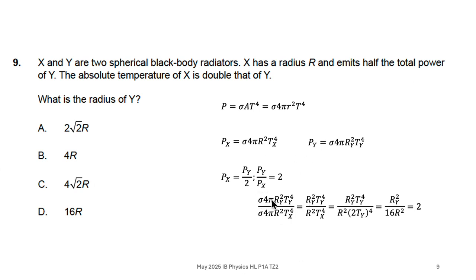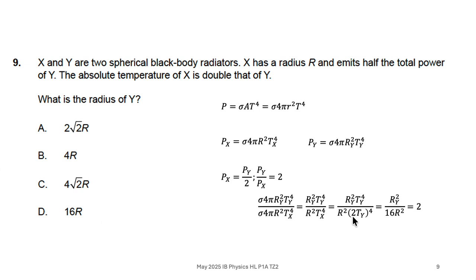These are going to now cancel, my sigma and 4 pi. I'm left with this product here, Ry squared Ty to the 4 over r squared Tx to the 4. Nothing different there. It's just the relationship coming from the Stefan-Boltzmann law. I'm then going to remember that the absolute temperature of X is double that of Y. So I'm going to put that in here. Tx is 2Ty. So we're then in a position to cancel the Ty's because it's got Ty to the 4 on the top and bottom.